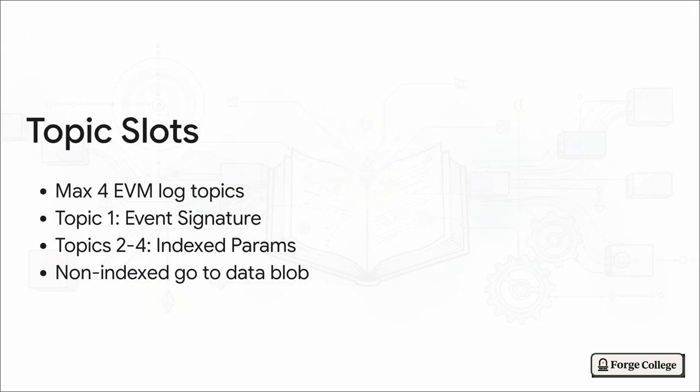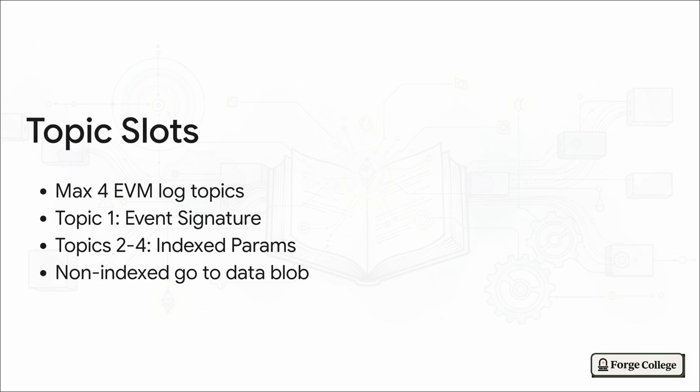Well, it all comes down to basic EVM architecture math. The EVM log structure provides exactly 4 slots, which are called topics, for searchable data. Topic 1 is pretty much always consumed by the event signature hash. That's just how the network knows which event was actually fired. So that leaves exactly 3 remaining topic slots for your indexed parameters: topics 2, 3, and 4.